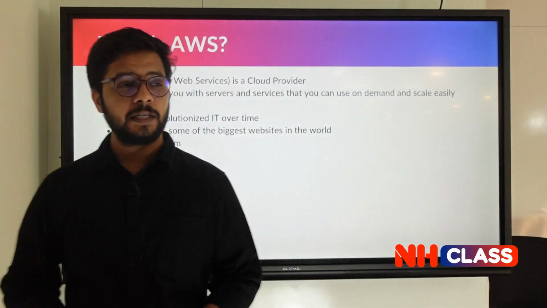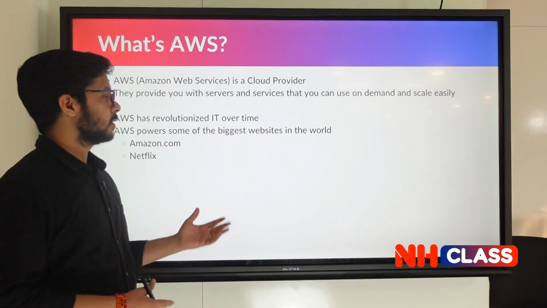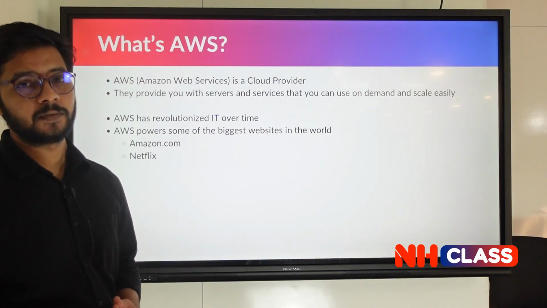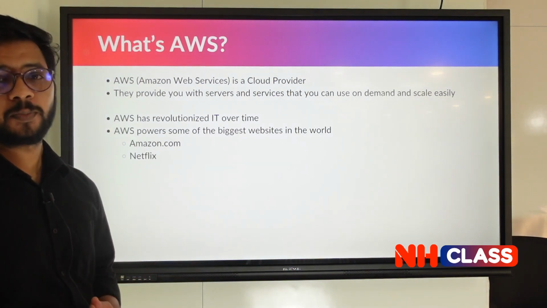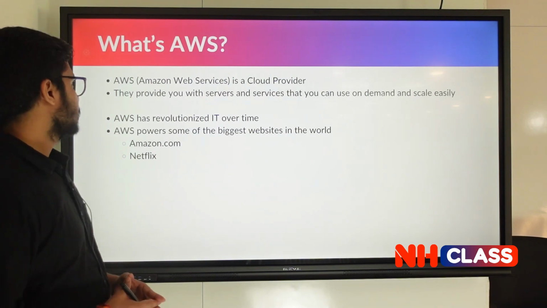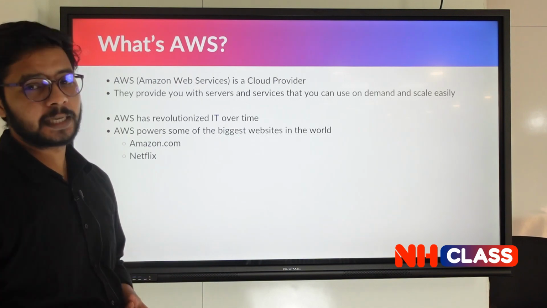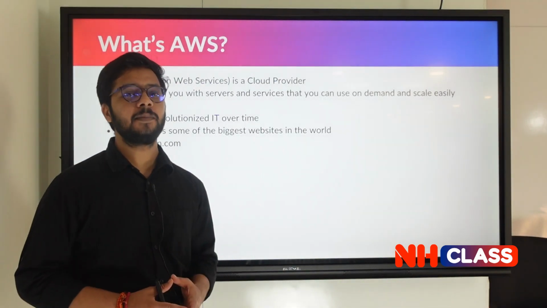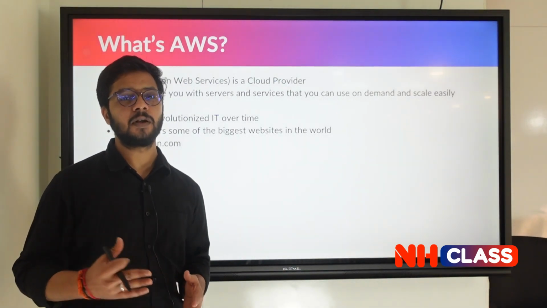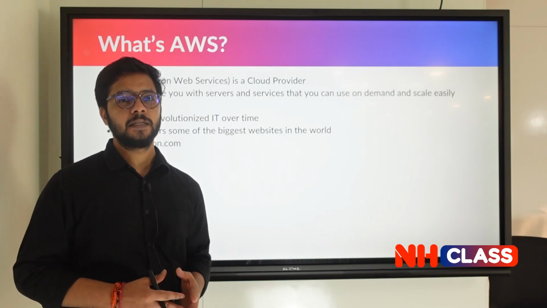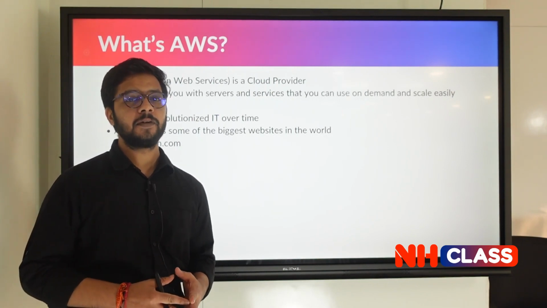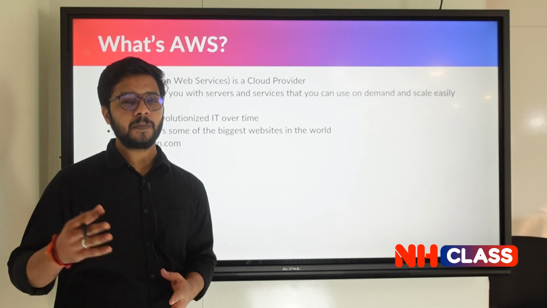First of all, what is AWS? AWS stands for Amazon Web Services and it is a cloud service provider. They provide you with services that you can use on demand and scale easily. There was a time when people used to install on-premise servers and work on them, but now everyone is shifting towards the cloud.